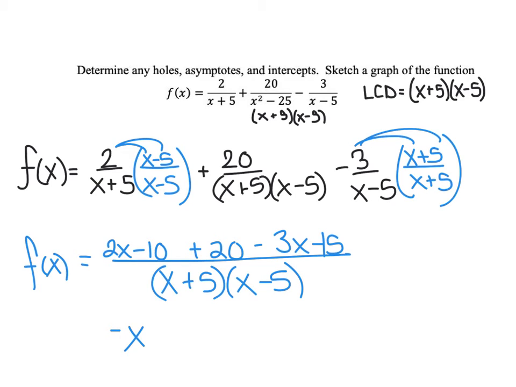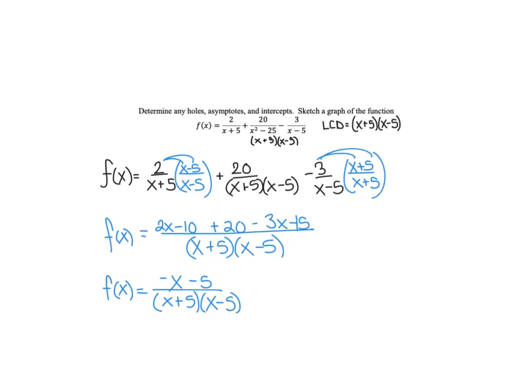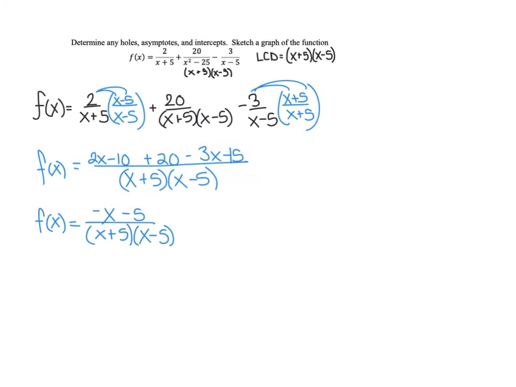Negative 10 plus 20 would be 10, and then 10 minus 15 would be negative 5. And this is over x plus 5. It's x minus 5.